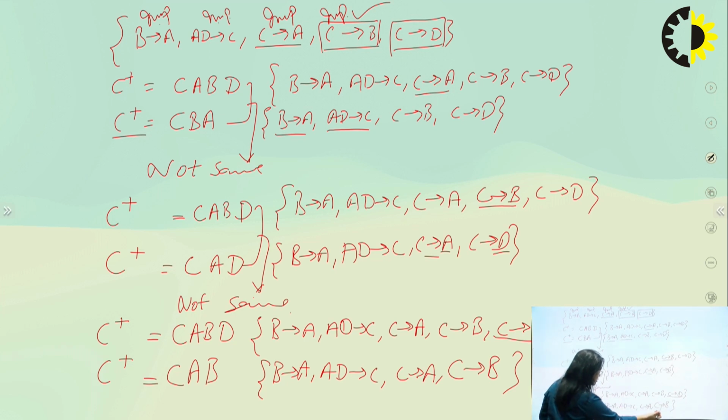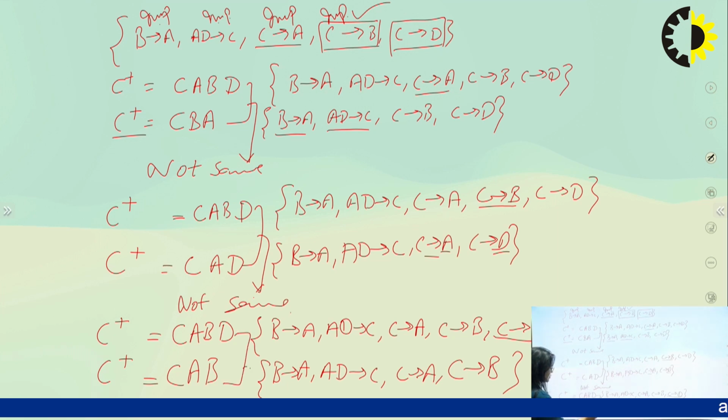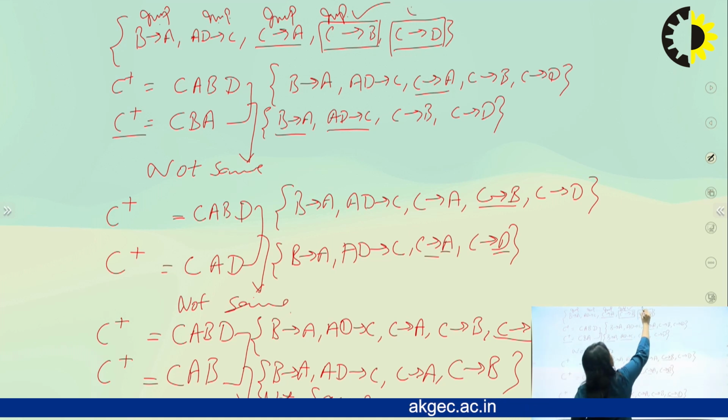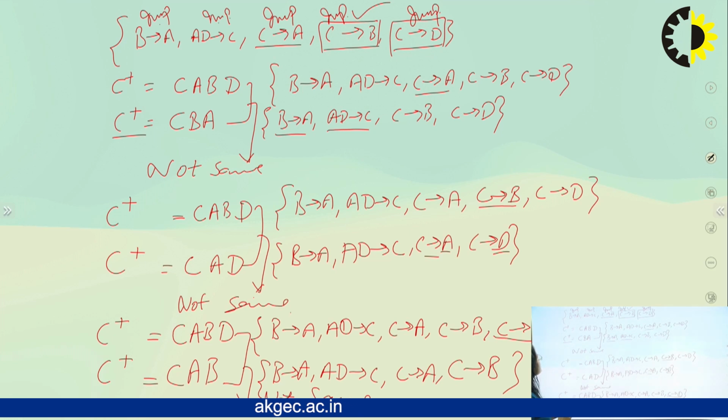Here A, B only. A, D. D cannot be deduced anyhow. So these two sets are not same. Not same. So this is the important one. Right. So it is also very, very important and we cannot deduce.